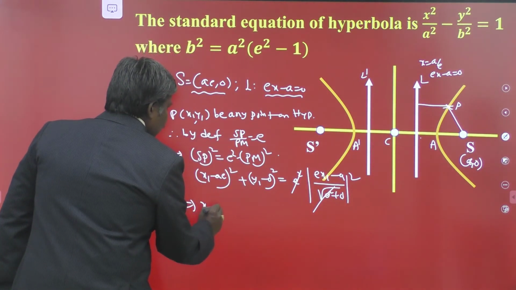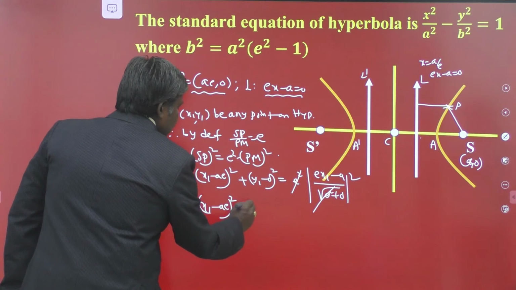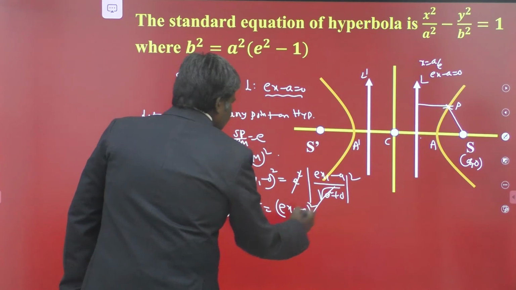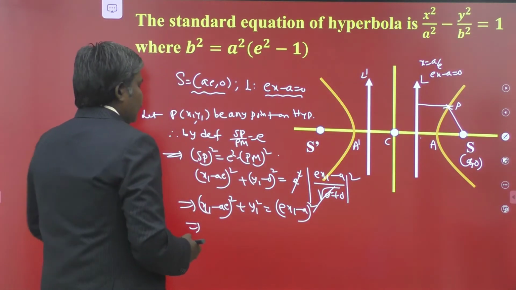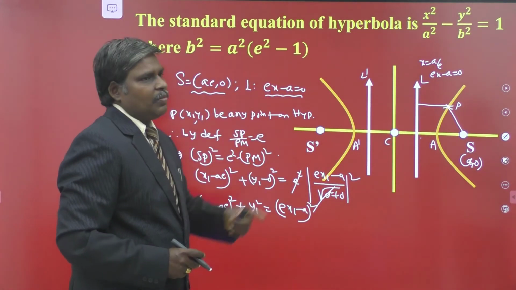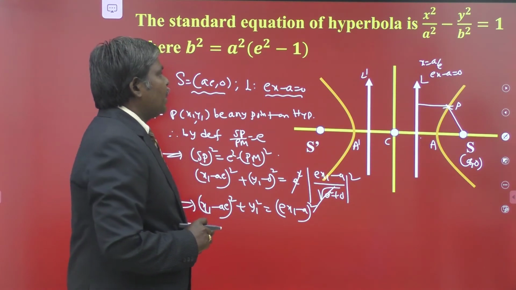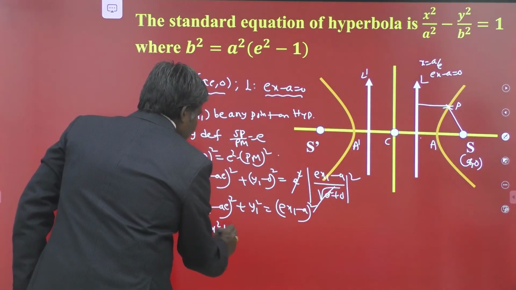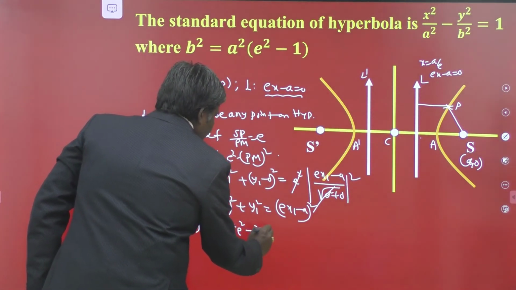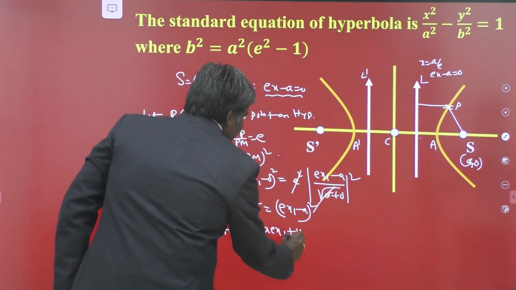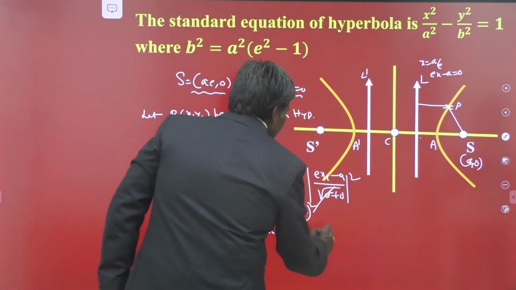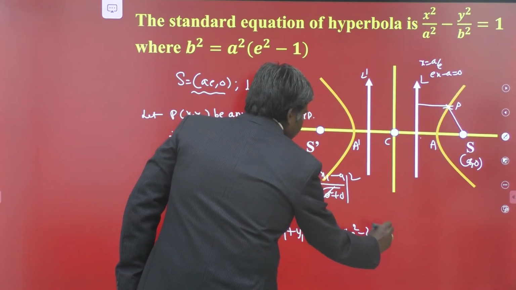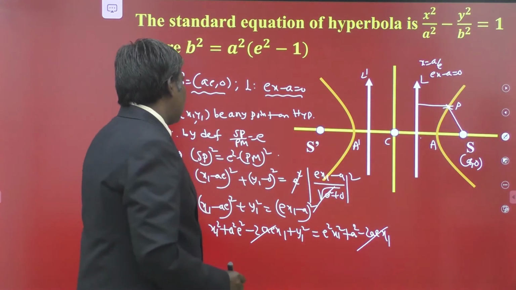Implies you have (x1 minus AE) whole square plus y1 square is equals to (Ex1 minus A) whole square. Implies you can expand this one and convert that into the form of x square by A square minus y square by B square is equals to 1. So we have x1 square plus A square E square minus 2AE x1 plus y1 square is equals to E square x1 square plus A square minus 2AE x1. Minus 2AE x1, minus 2AE x1 gets cancelled.